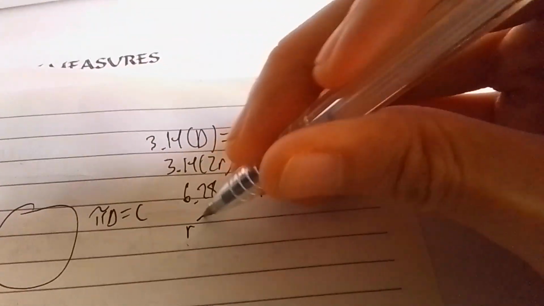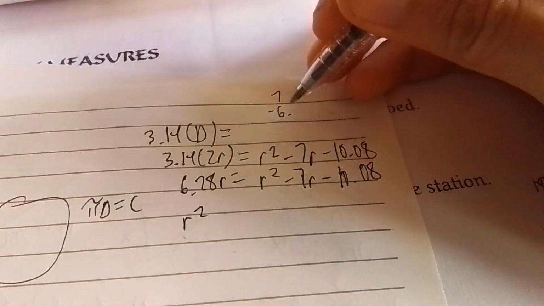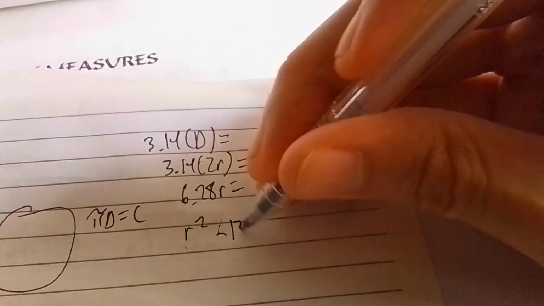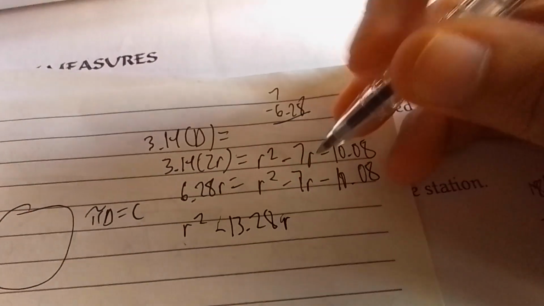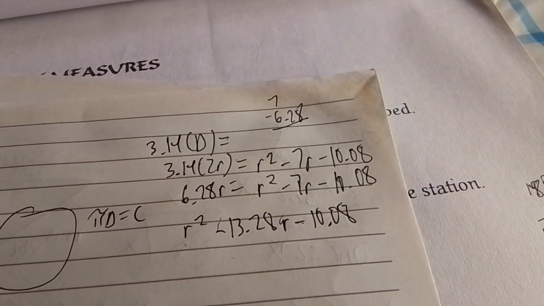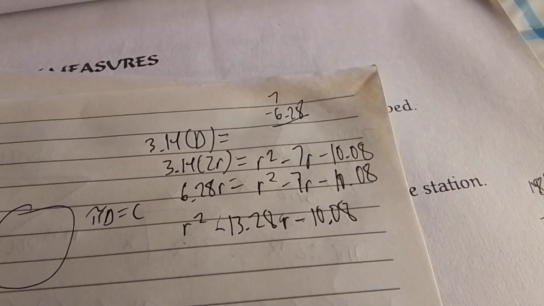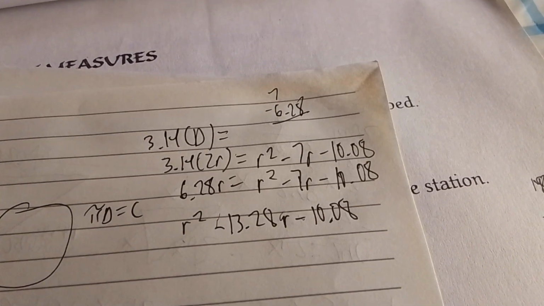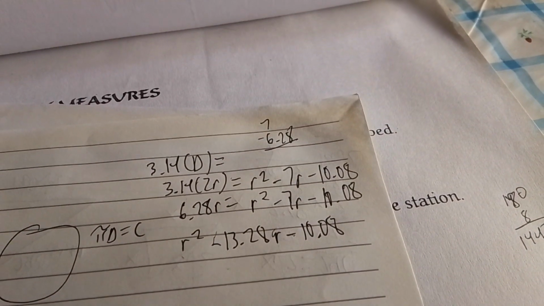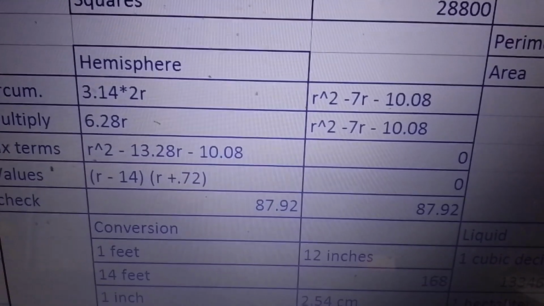So, r squared, 7 minus 6.28 is equivalent to, because for adding, it should be adding, therefore this should be 13.28r minus 10.08. Then we apply the quadratic equation, because we set it equal to 0, right? I think I have a solution sheet here. Wait a moment. So that is the circumference.